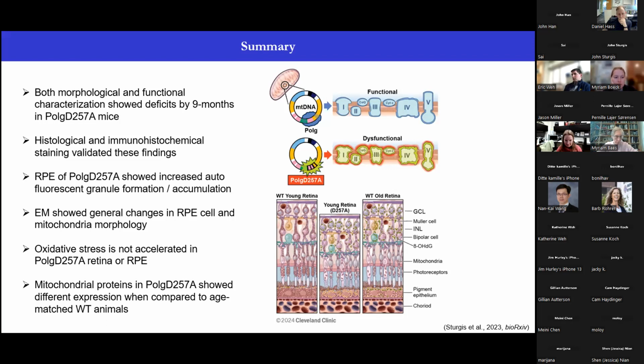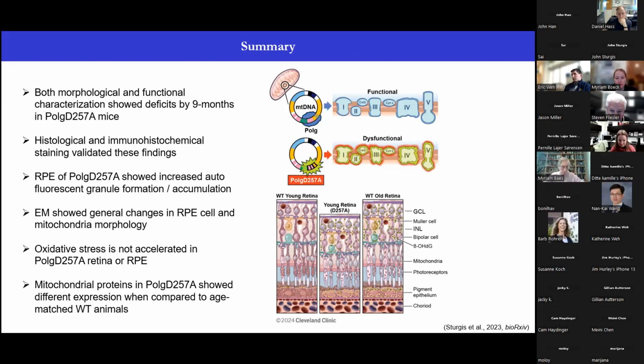We also saw decreased ONL thickness by histology and reduced RG-opsin staining and rhodopsin and PKC alpha staining. And then the RPE of the POG D257A showed increased autofluorescent granule formation and accumulation. And then the EM showed just those general changes I talked about in the RPE cell and mitochondrial morphology, where we saw reduced length of mitochondria and misaligned pigment granules, disorganized basal enfoldings and microvilli, things like that.